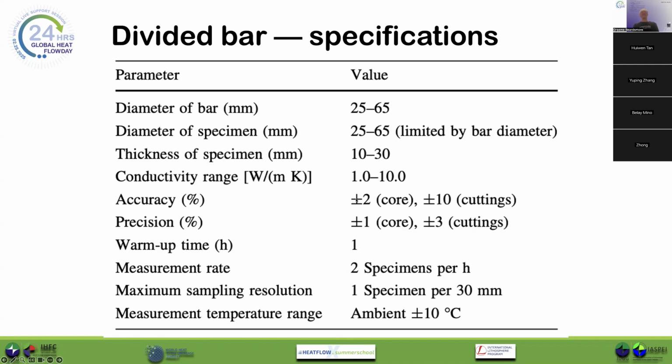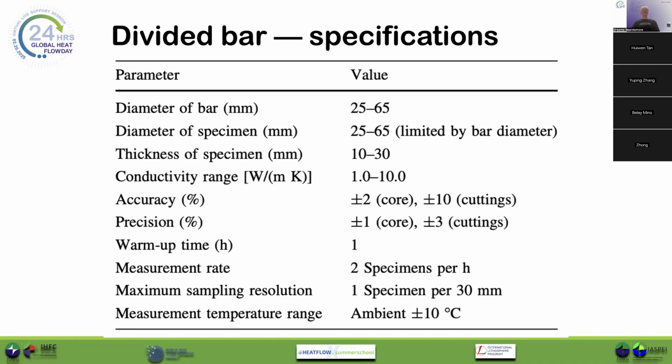A well-designed, well-built thermal conductivity instrument with well-prepared samples should give an accuracy within plus or minus 2% for core samples, and much less accurate, maybe within plus or minus 10% for cutting samples, and repeatability on the order of 1%. So repeat the same measurement on the same sample, you should get the same result to within about 1% for core anyway, maybe within 3% for cuttings.